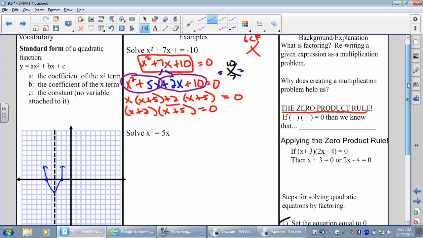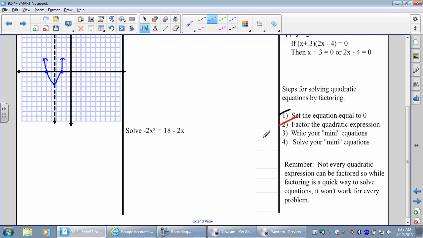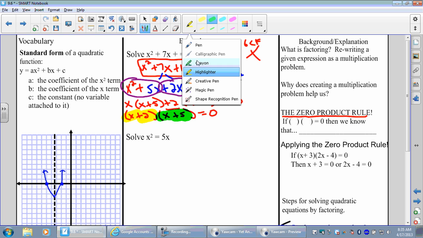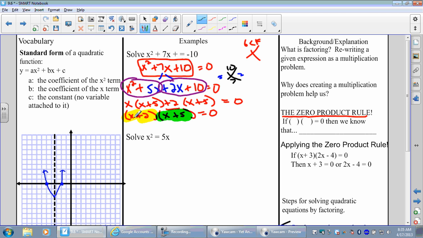Now, let's check and see where we are on our flowchart. Factor the quadratic expression. We've done that. Write your mini equations. What the heck is Mr. Baumer talking about mini equations? All right. Well, based on the zero product rule, let's look at this because it's very important you understand how powerful this zero product rule is. This says that something, yes, it's a chunk of something, it's a quantity of something, but it says this times this equals 0. So we know that either this one right here equals 0, or this one right here equals 0.